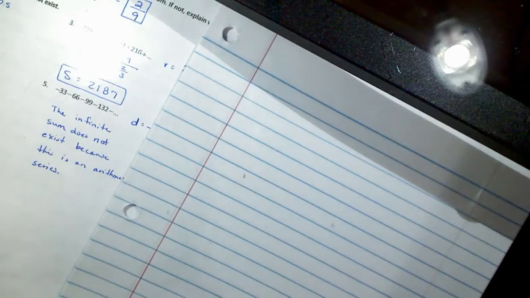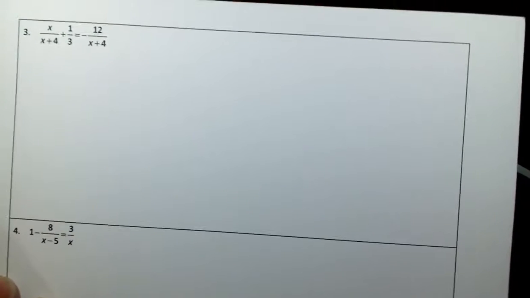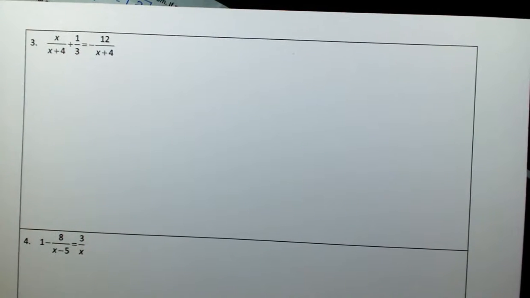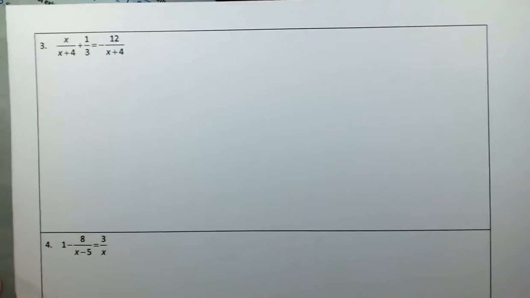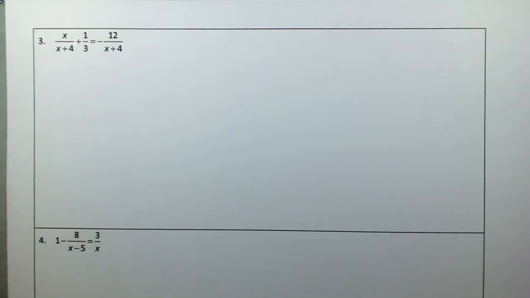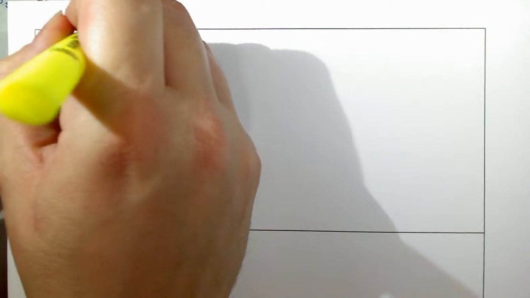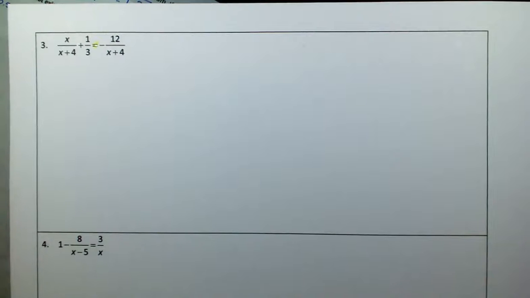So let's look at number 3. All right, so number 3, this time we don't just have a fraction equal to a fraction. This time we have a fraction plus a fraction equal to another fraction. But the good news is it's done the same way. So we're still solving because this is an equals.